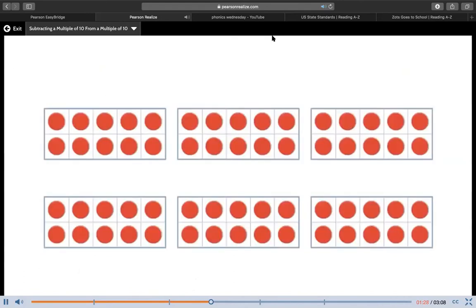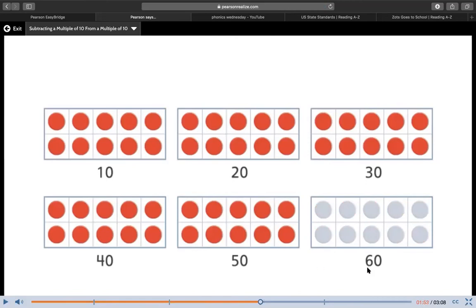Next, my friends and I were solving problems about how many dots. There are 6 10 frames. Each 10 frame has 10 dots. So we can count the dots by tens. 10, 20, 30, 40, 50, 60. 6 10 frames have 60 dots. What if I take away 10 dots? How many dots will be left?